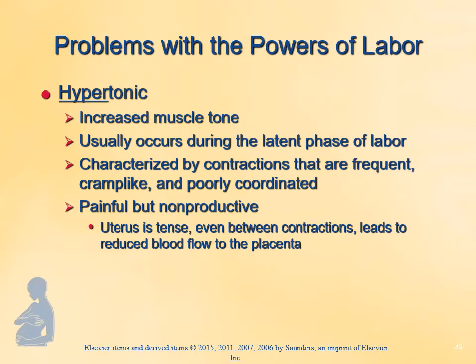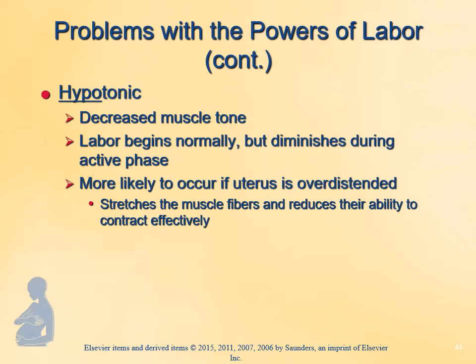So let's talk about the problems associated with the powers of labor. Remember, our powers are going to be our contractions. When we have a hypertonic situation, that means that the muscle tone of the uterus is increased, and it usually occurs during the very early part of labor, that latent phase of labor. It's usually characterized by contractions that are very frequent and crampy-like, but they're not very well coordinated and they're not effective at producing cervical change. So the patient perceives them as very painful, but they're not productive. They're not causing that cervical change. They're not causing labor to progress.